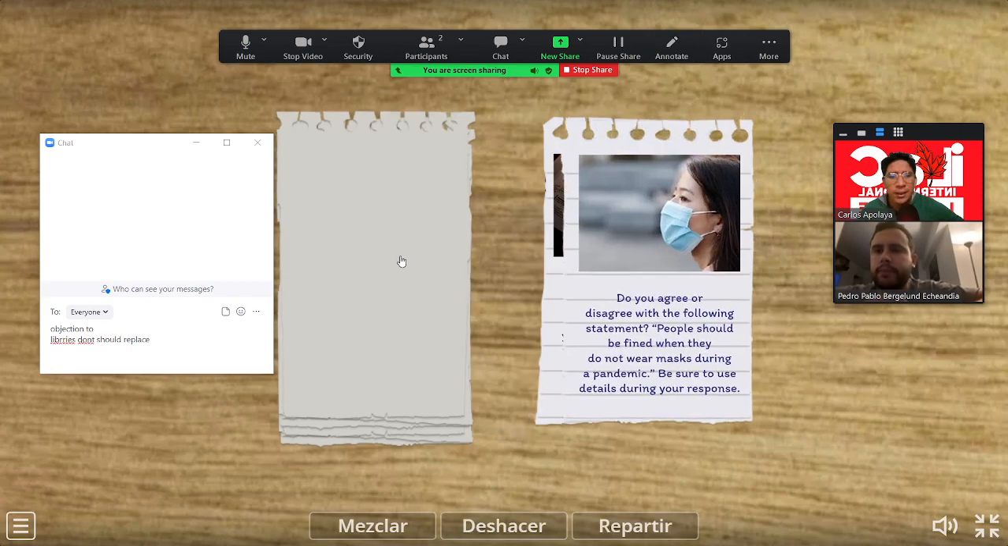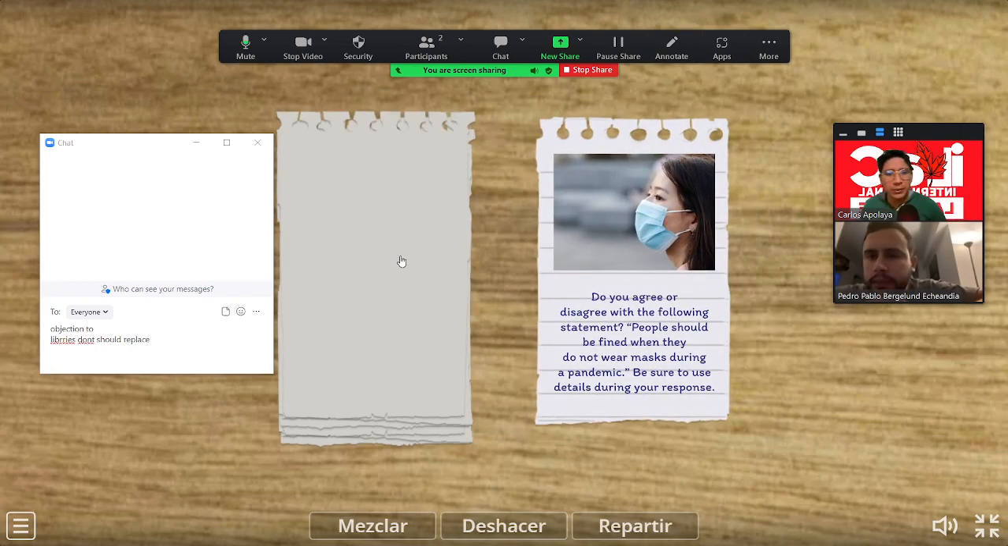Okay? Next. Do you agree or disagree with the following statement? People should be fined when they do not wear masks during a pandemic. Controversial.